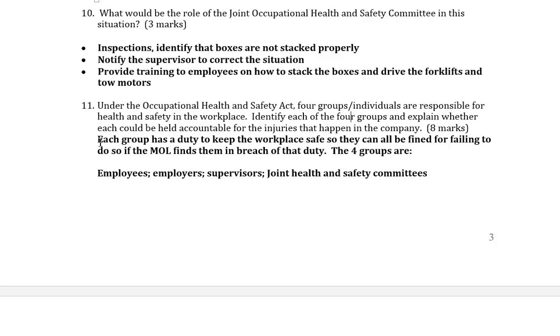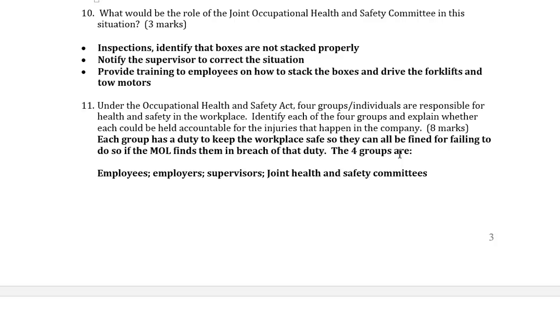Well, first of all, each group does have a duty to keep the workplace safe, so they can all be fined for failing to do so if the Ministry of Labor finds them in breach of that duty. So even if you're a voluntary member of the Health and Safety Committee, you could be fined if you're not doing your job as a volunteer member. So it's important that you know that before you volunteer for the committee.